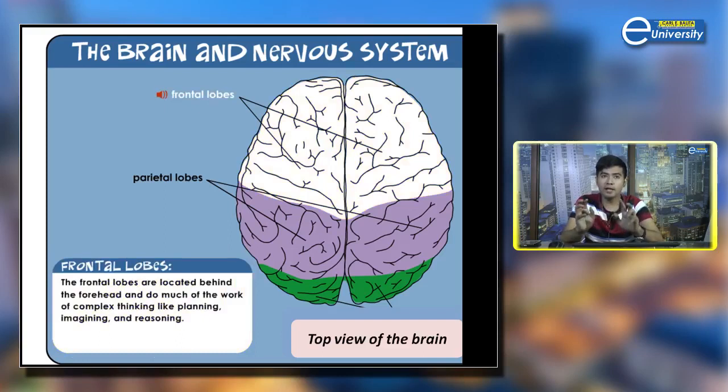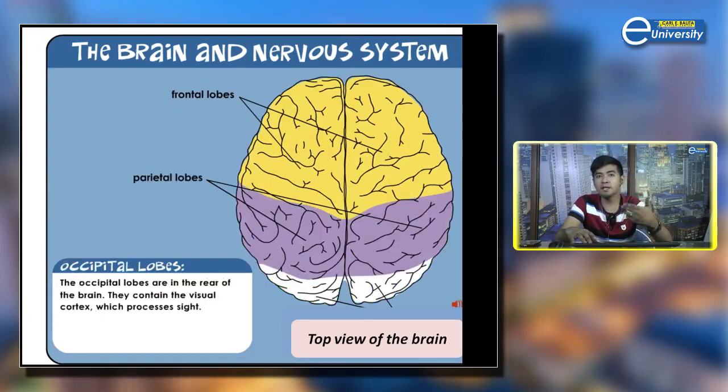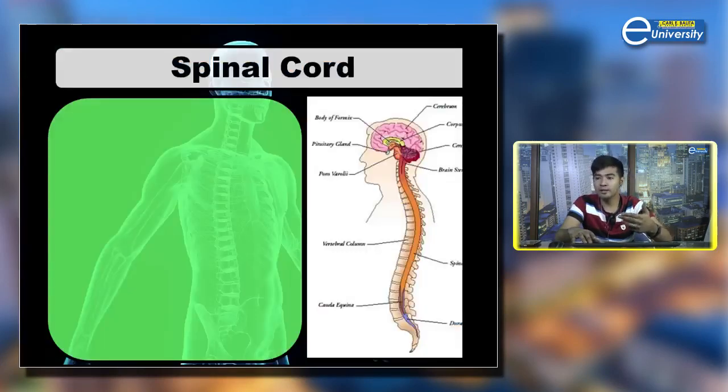So the frontal lobes are located behind the forehead and do much work for the thinking processes. The parietal lobe is for the sensory and motor cortex. The occipital lobe is for vision, while the temporal lobe is for the hearing processes.